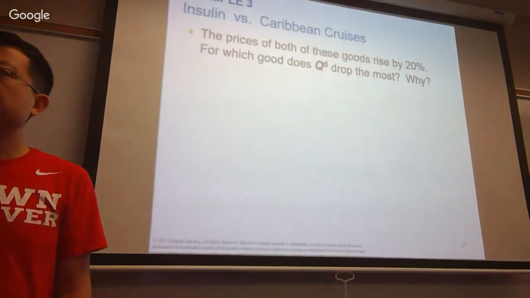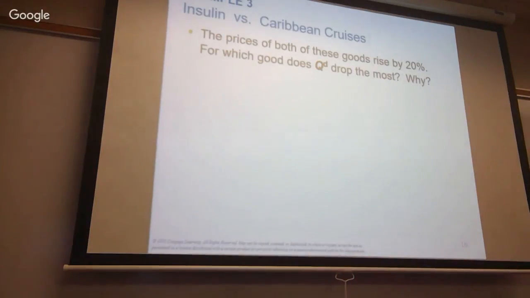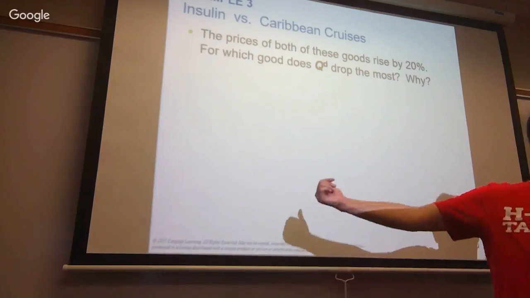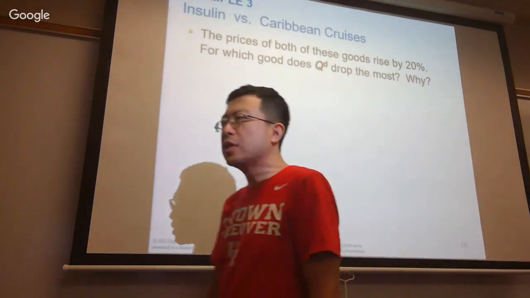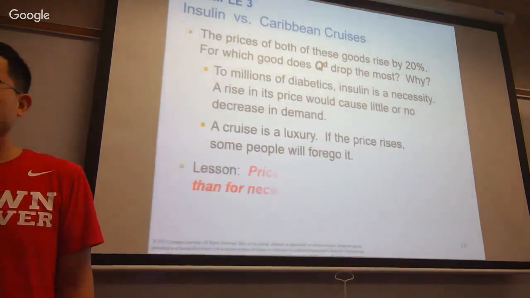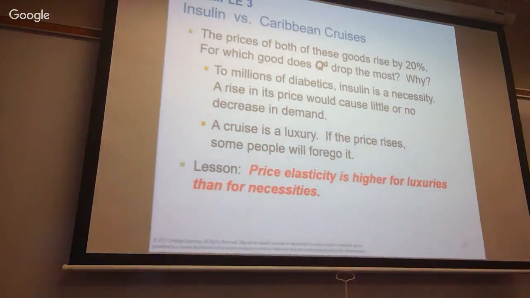Now, let's suppose the price of insulin and Caribbean cruise all increased by 20%. Which one do we still have to buy? Insulin. Why? Because you're going to die without it. If you're diabetic, you need insulin, so insulin is a necessity. Is a luxury cruise a necessity too? No, we don't have to have it. So between the two goods, if the good is a necessity, then we have a very low elasticity. But if it's a luxury good, we'll have a very high elasticity.